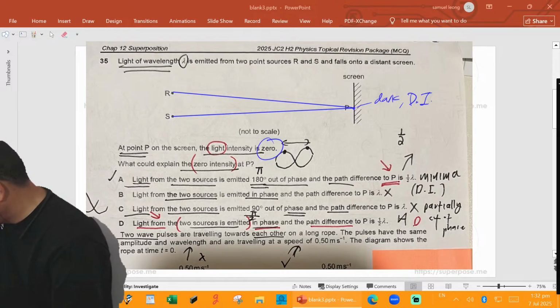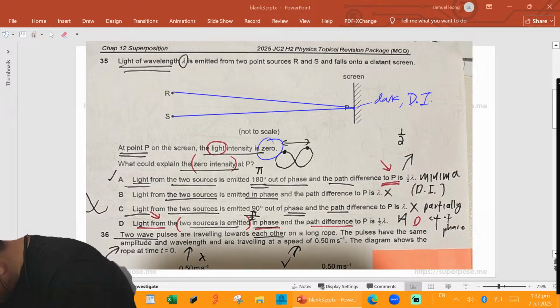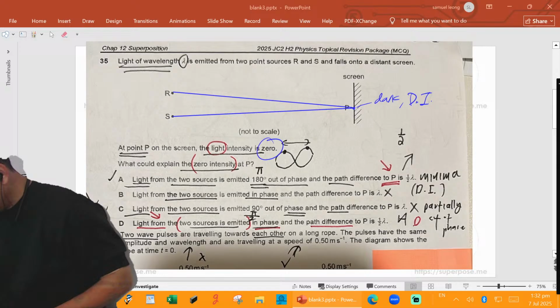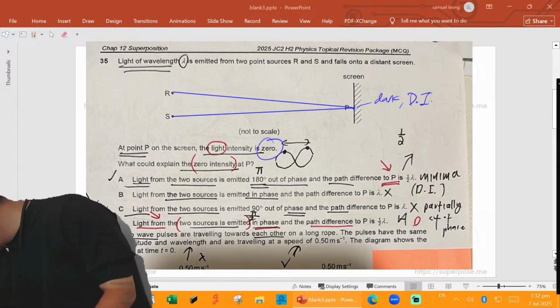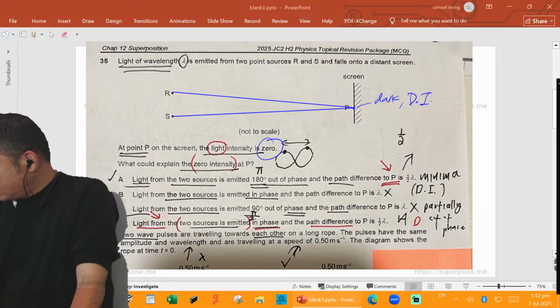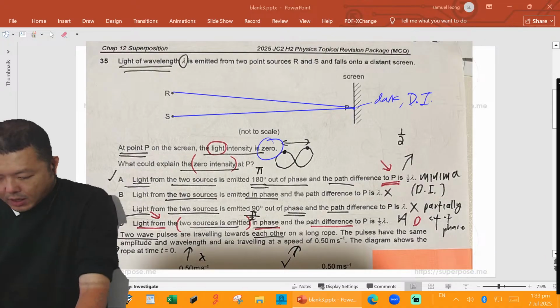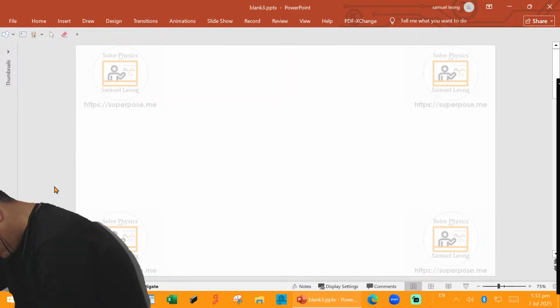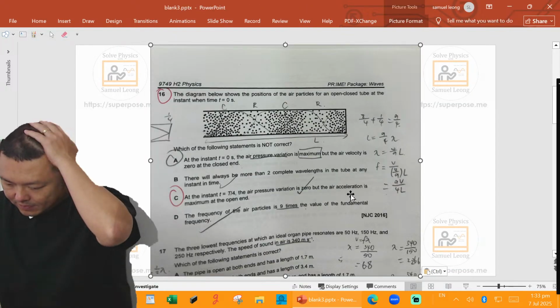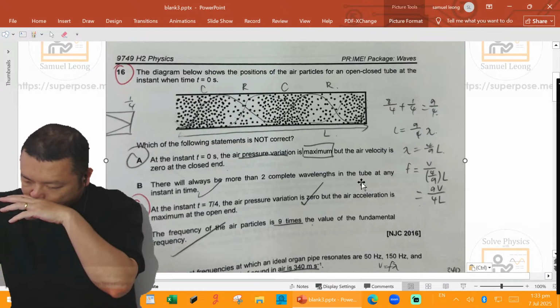Now Hui Jun's turn. Hang on. Now Hui Jun's turn. Hui Jun. This one is. Wow, I just did this in standing waves.